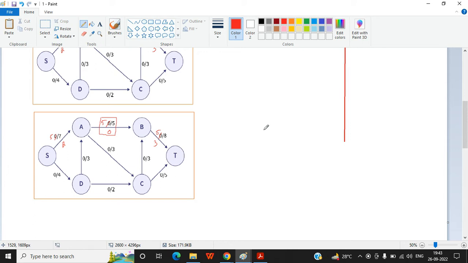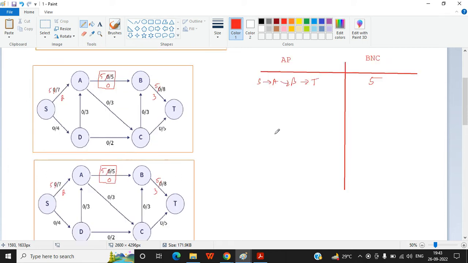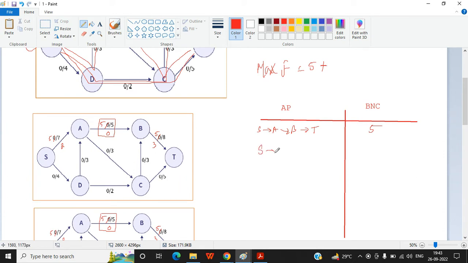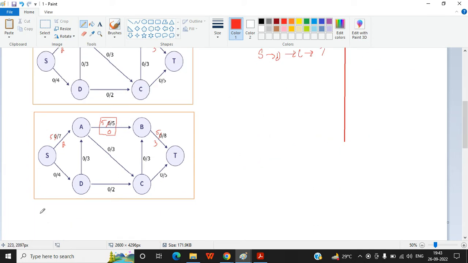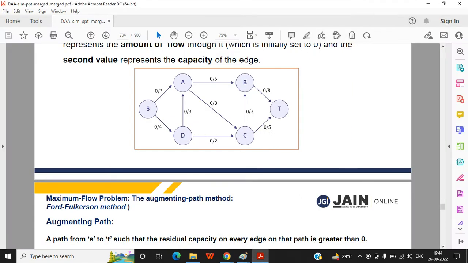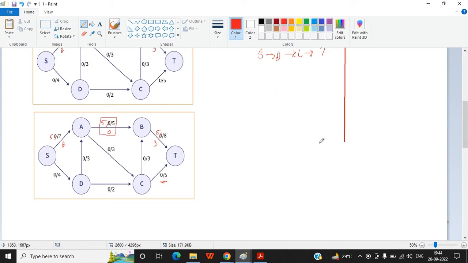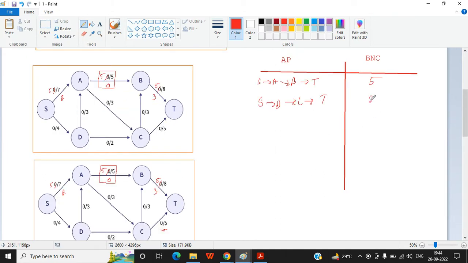S D C T. Okay, S to D to C to T. So what will be the bottleneck capacity of this path? This path will be 2. 2 is the minimum. Is it 5? No, this one is what? Ah, that is 5. Yes. So the bottleneck capacity is 2.